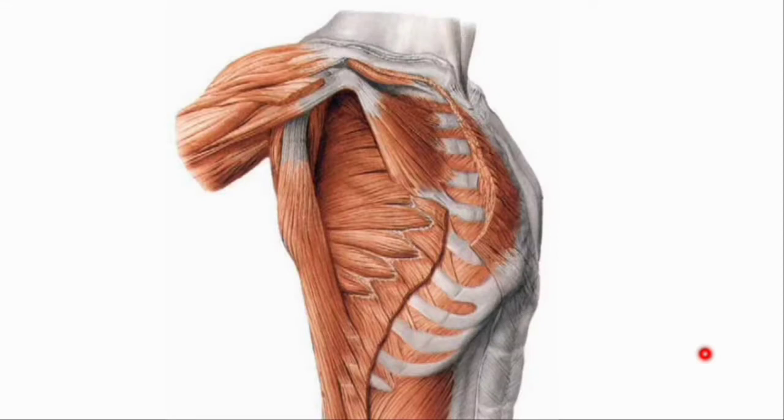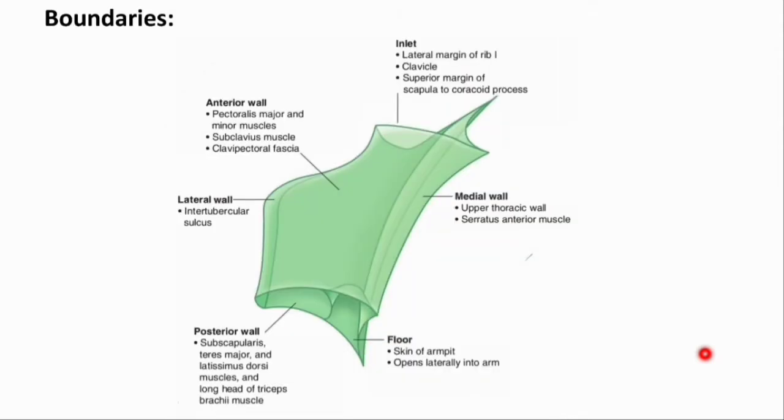Here you can see axilla clearly, and here will be the apex, and these are the anterior wall, posterior wall, lateral wall, and the medial wall. Now let's again revise the boundaries. The inlet, also called the apex, is formed by the lateral margin of rib 1, clavicle, and the superior margin of scapula up to the coracoid process. And the floor is formed by skin, also by the superficial fascia and axillary fascia.